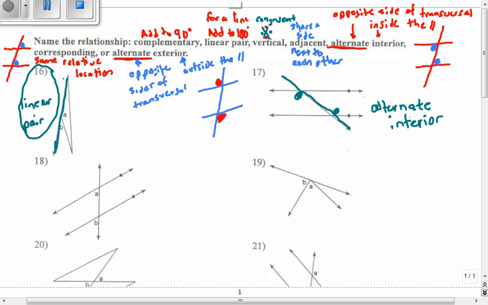Okay, what is number 18? Corresponding. We got bottom left, bottom left. All right, number 19 might be a little tricky. Do they form a line? No, they do not form a line. So it's not a what? Not a linear pair. So what does it have to be? Just adjacent. That's all we can say. Linear pairs are adjacent, but if we can say something more specific, we're going to say something more specific.